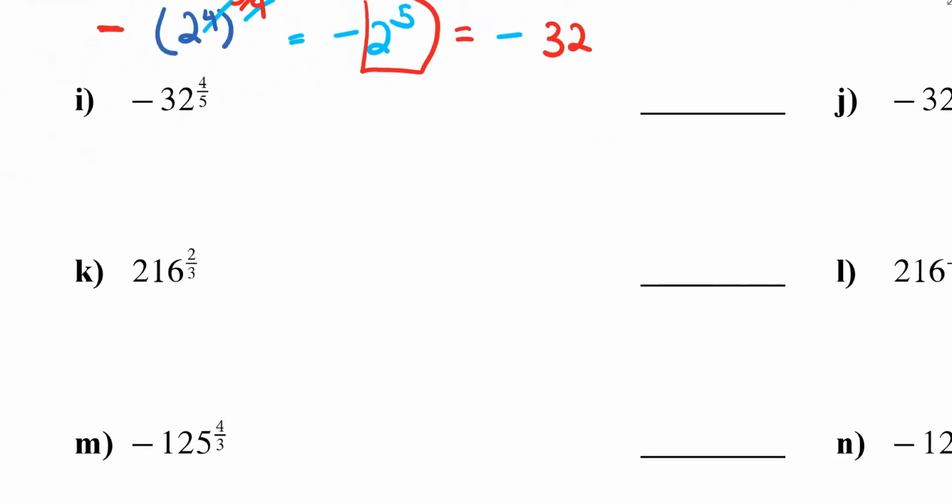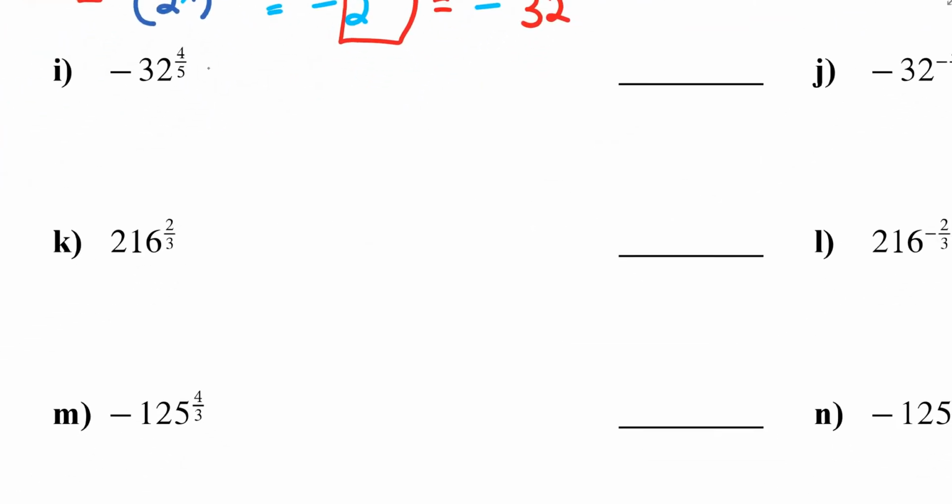Okay, let's move on to I. Okay, so for I, there's a 5 there. So what we need to know is, I know that 2 to the power 5 is equal to 32. That's a fact that you've got to be pretty good at for this particular section. And instead of writing 32, that's going to be 2 to the power of 5.